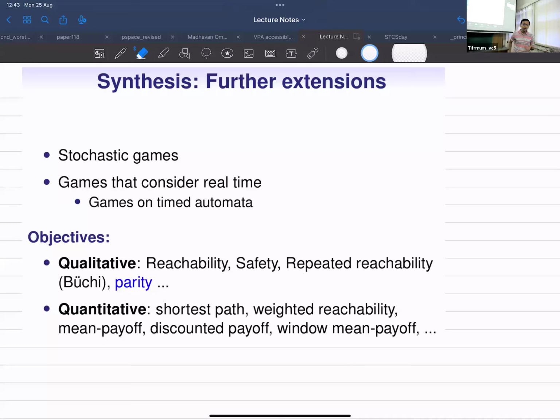Then there can be these qualitative objectives like reachability, safety, repeated reachability, Büchi. Are you aware of this Büchi objective? Some of you know. Okay, I think this is good, we'll have more things to talk about.